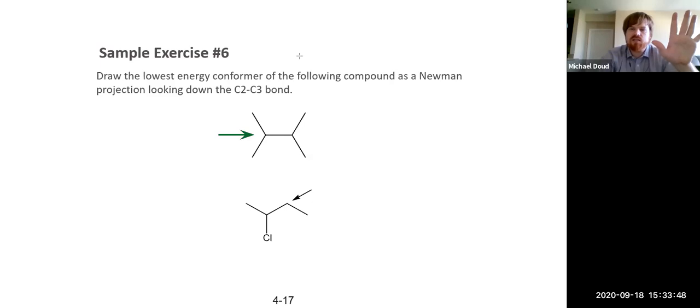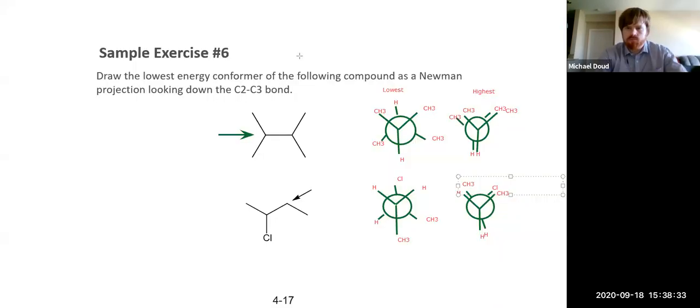We want the lowest energy conformer. And actually, you know what? Why don't we do both? Let's draw the lowest energy and the highest energy conformer for both of them. That way we get a little extra practice before we move on. So pause. All right, and we're back with our answers here.